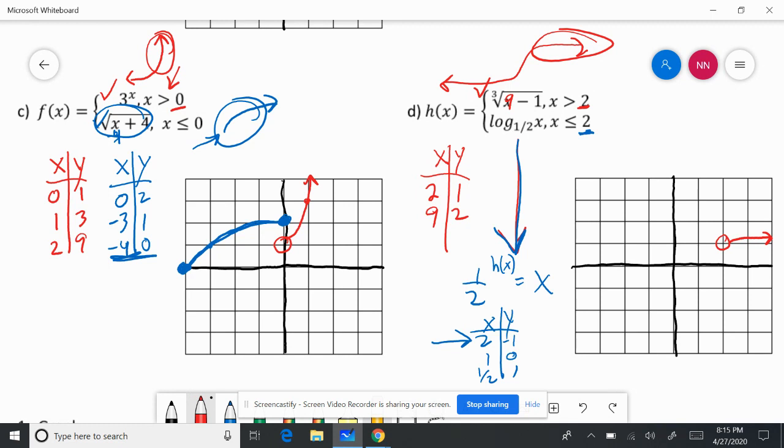Now with the next one, what I have is 2, negative 1, and I'm putting a closed circle. I have 1, 0, and I have 1/2, 1. Now, remember there is a vertical asymptote, so I'm going to draw my vertical asymptote just to remind myself where it's approaching, and it's going in this direction. And that right there is my piecewise function.